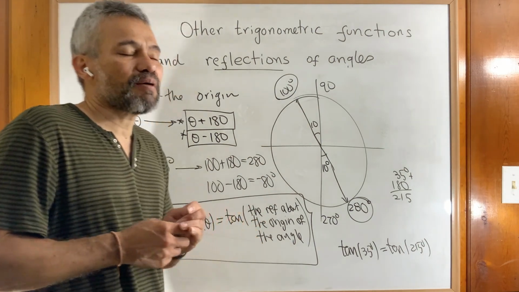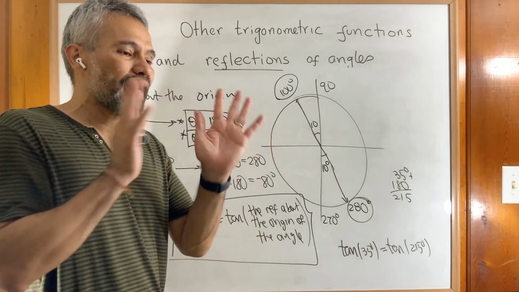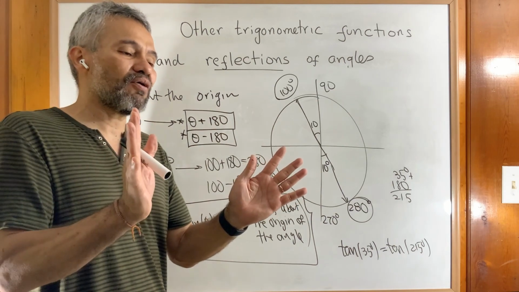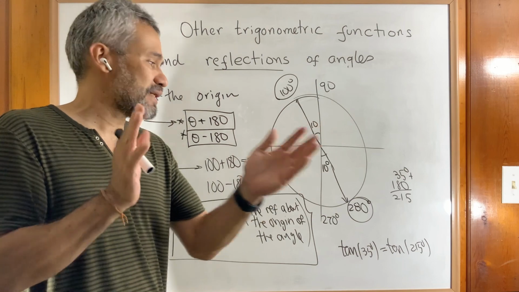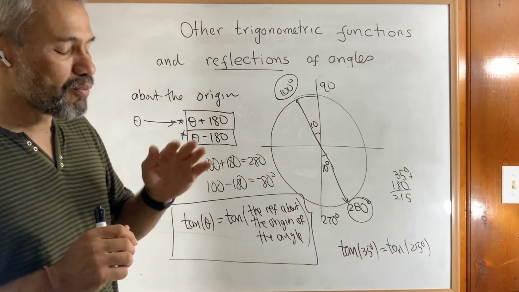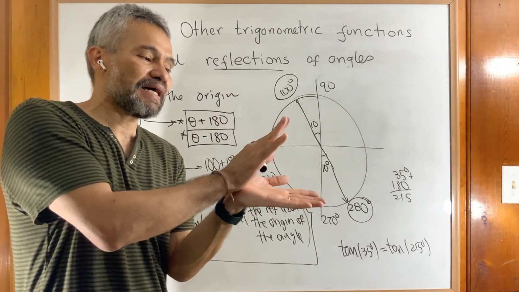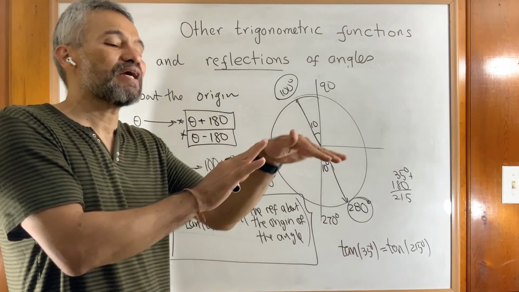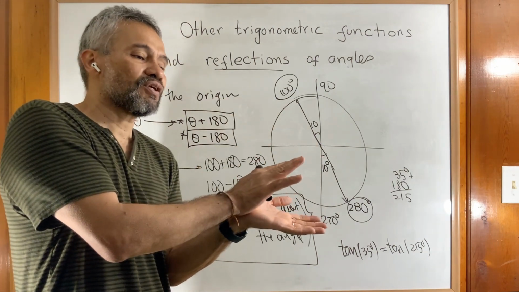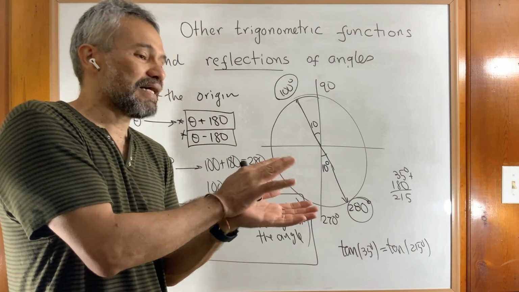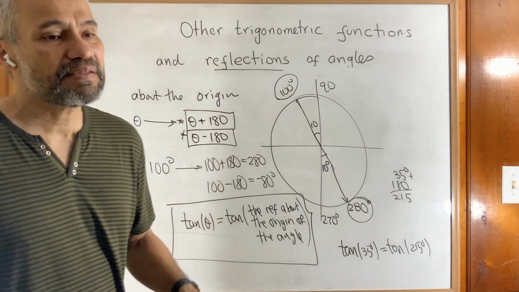Remember, the important property about the reflection about the y-axis is that sine of an angle is the same as sine of its reflection about the y-axis. And the important property about the reflection about the x-axis is that cosine of an angle is the same as cosine of its reflection about the x-axis. Okay, this is it for this video.